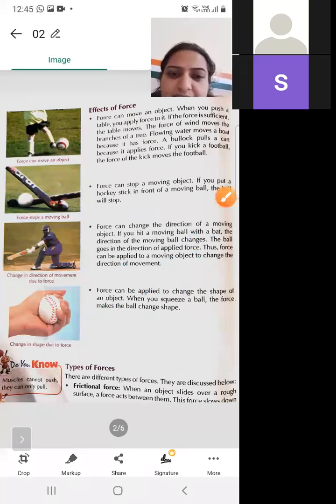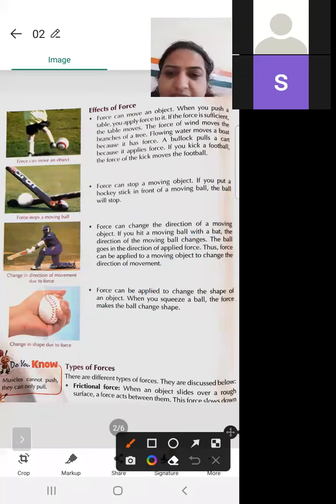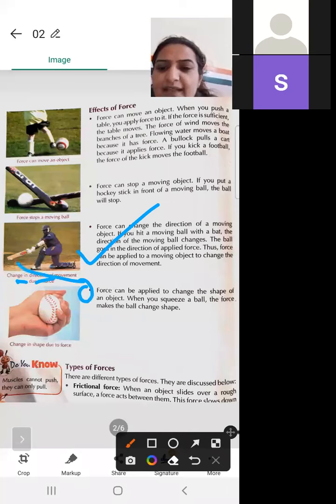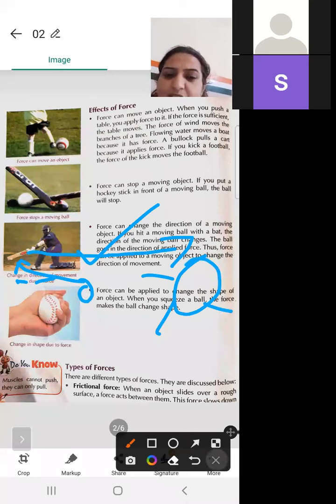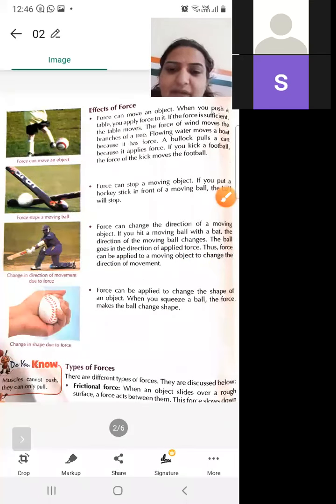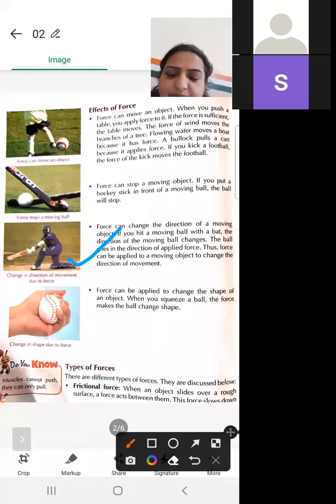And what is the third effect of force? Change in direction. And how is the direction changing? Suppose a ball is here and comes to the bat, and the bat makes it move in this direction, and the ball comes here. So what happens to the ball? Its direction is changing. Because of what? Because of force. So force is changing the direction of motion.